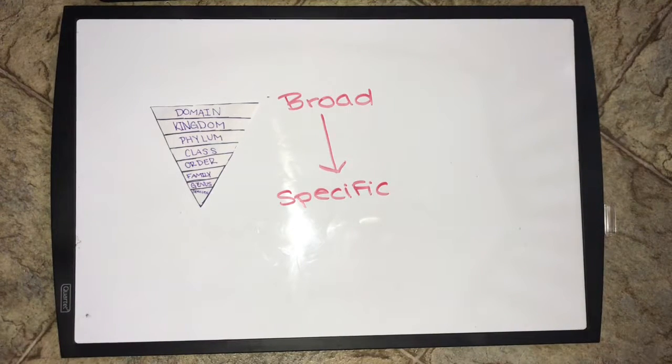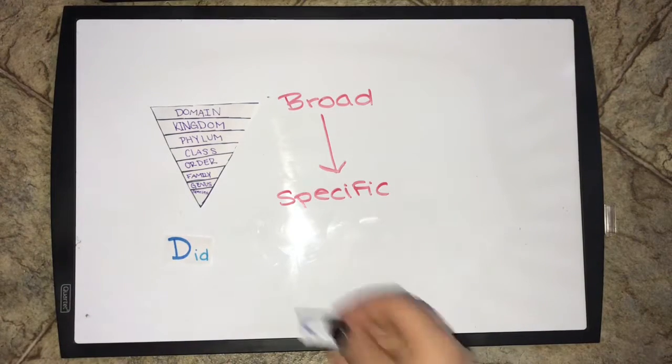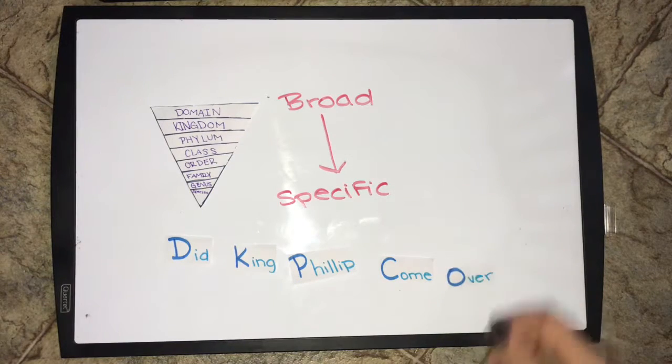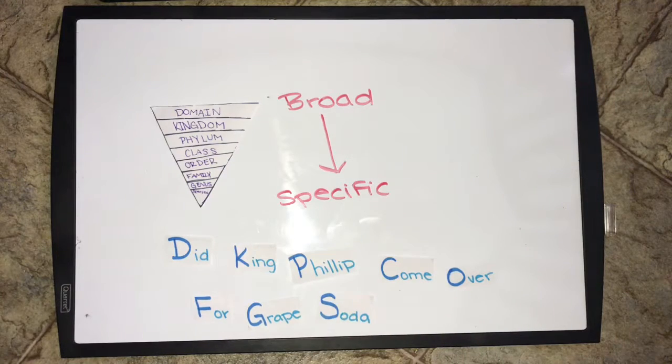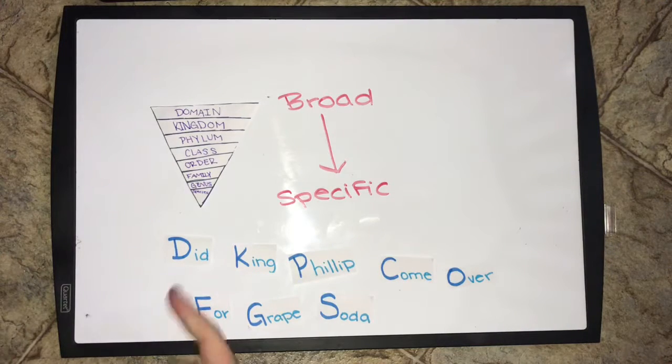So let's say you don't remember how the order goes, and you have a test tomorrow. The way I remembered it was: Did King Philip come over for grape soda? So that's the way I remembered how the levels of classification go. Just by remembering, did King Philip come over for grape soda? And I'll show you an example of how your teacher will usually ask.